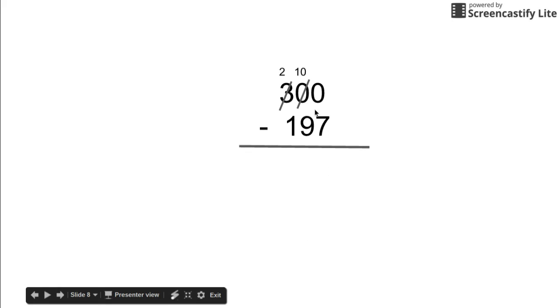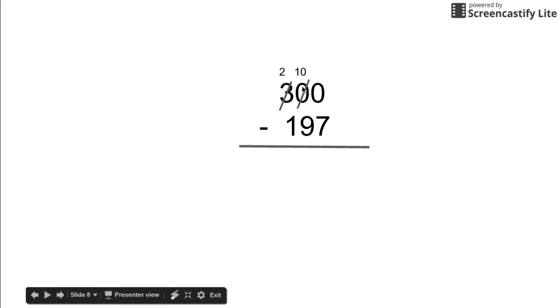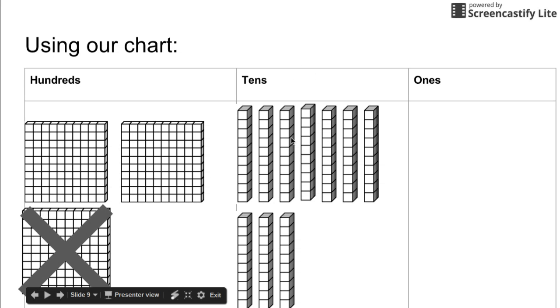But if I look over in this ones place, I still see that there's a problem. I still don't have any ones so that I can take away 7 ones. So I can take 7 ones out of this value. But now I have something to work with in the tens place. So if I look over here, I see that I have some tens.